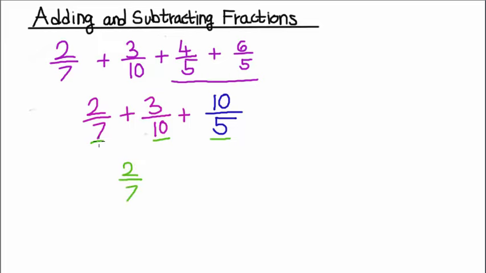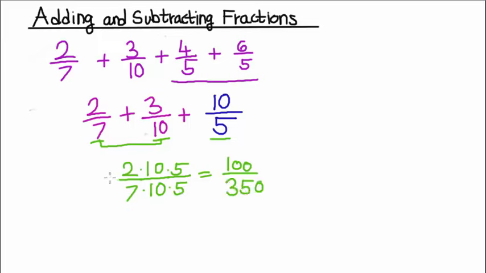If I want to establish a common denominator between these two fractions, what I would do is multiply the numerator and the denominator by the number 10. But since I want to establish a common denominator between all of these three fractions, what I would also need to do is multiply the numerator and the denominator by the number 5. So this right here turns into 2 times 10 times 5, which gives me 100, divided by 7 times 10 times 5, which gives me 350. So this right here is equal to 2 divided by 7.